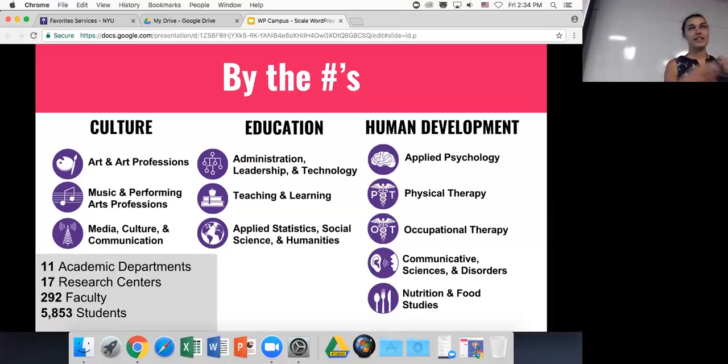Where Gallatin is very individualized, we are very accredited. So we have to hit a lot of state benchmarks. We have to hit a lot of government benchmarks in terms of our curriculum. And so we are broken up into 3 areas: culture, education, and human development. We have 17 research centers, 292 faculty, and a little over 5,000 students.